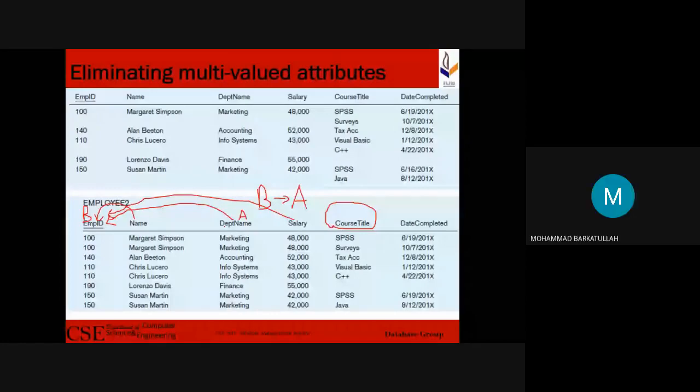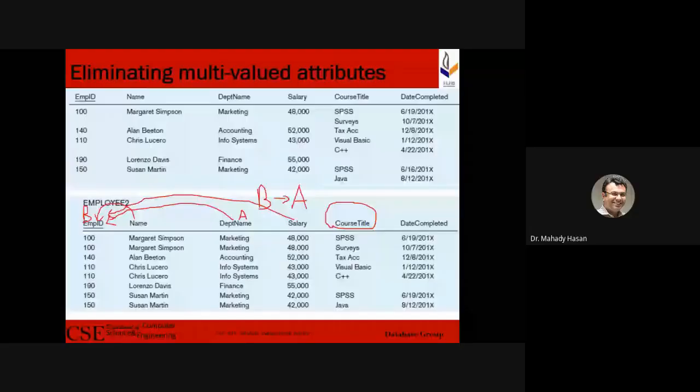Yes, sir. সবাই এগ্রি করছেন? Okay, if I consider employee ID is equivalent to B and department name is equivalent to A, can I say B determines A? Can I say so? Yes, sir. সবাই বুঝেন এটা?